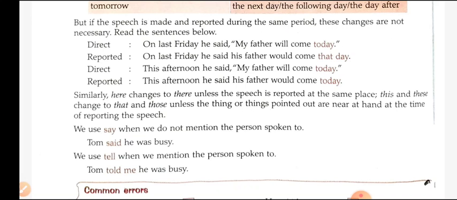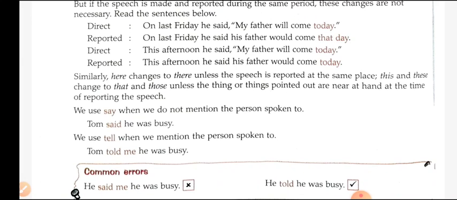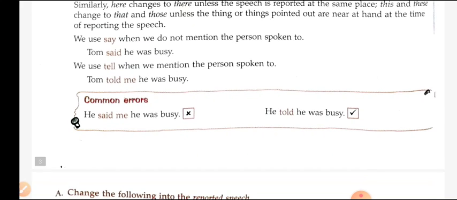We use say when we do not mention the person spoken to. Tom said he was busy. We use tell when we mention the person spoken to. Tom told me he was busy. Common error: He said me he was busy. Wrong. He told he was busy.